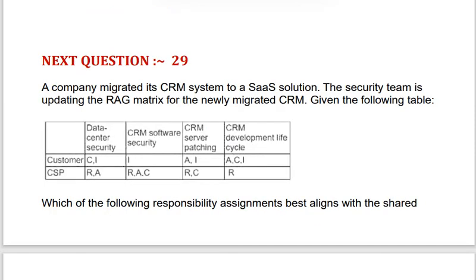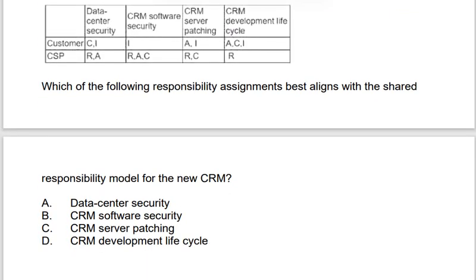Question is, a company migrated its CRM system to a SaaS solution. The security team is updating the RAG matrix for the newly migrated CRM. Given the following table, please see the table. Which of the following responsibility assignments best aligns with the shared responsibility model for the new CRM?